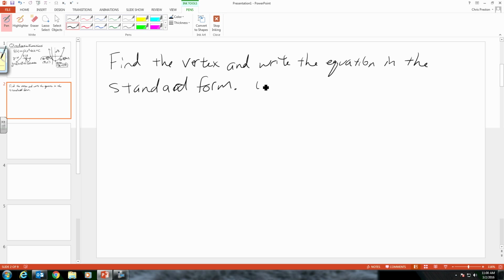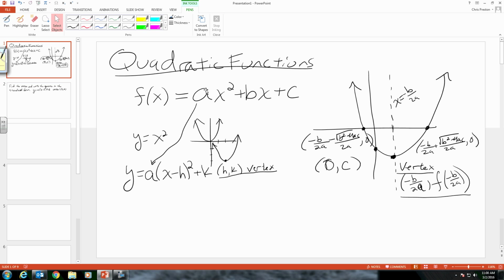Okay, and the standard form is y equals a(x minus h) squared plus k, where the vertex is at (h, k). Usually we call it standard form something that is easy to draw the graph from once you have the equation. This first format I wrote here is called the general form.